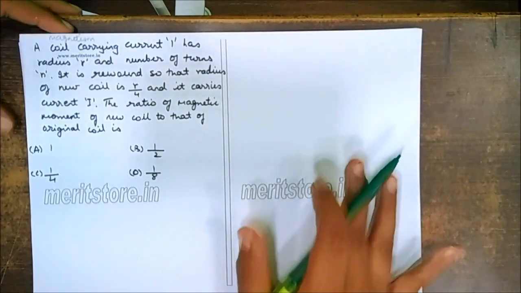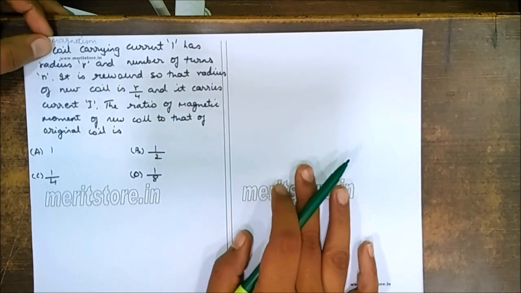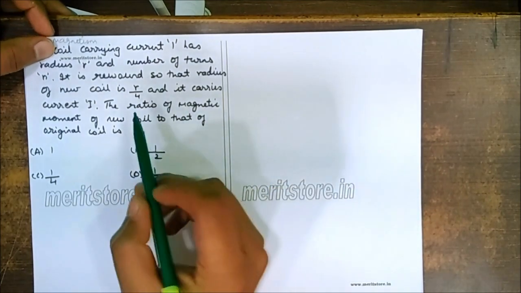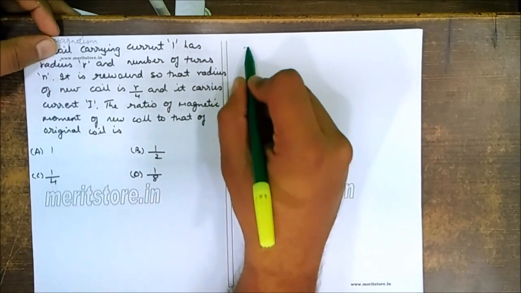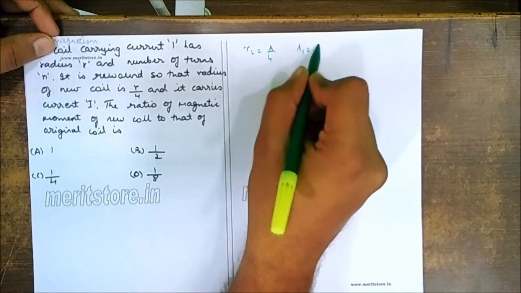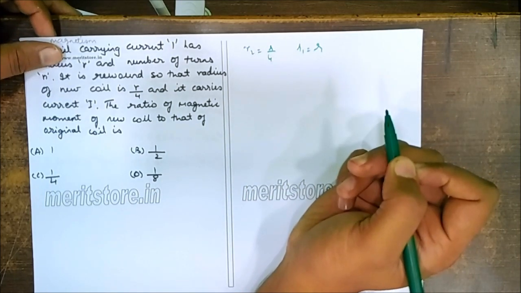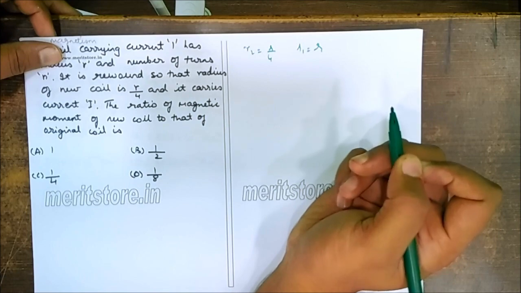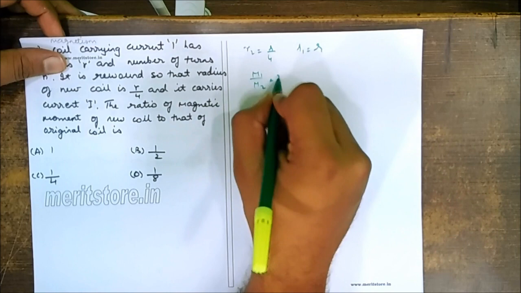In the next question, a coil carrying current I has radius R and number of turns N. It is rewound so that the radius of the new coil is R by 4. So R2 is equal to R by 4 and R1 is equal to R, and it carries current I. The ratio of the magnetic moment of the new coil to that of the original coil is. Alright, so M1 by M2 has been demanded.